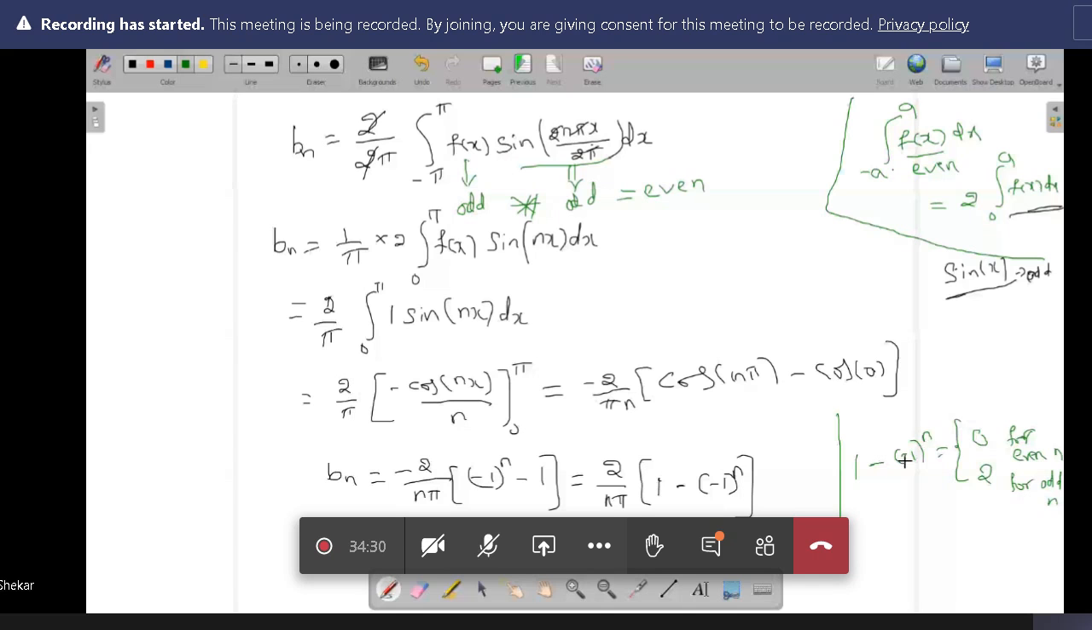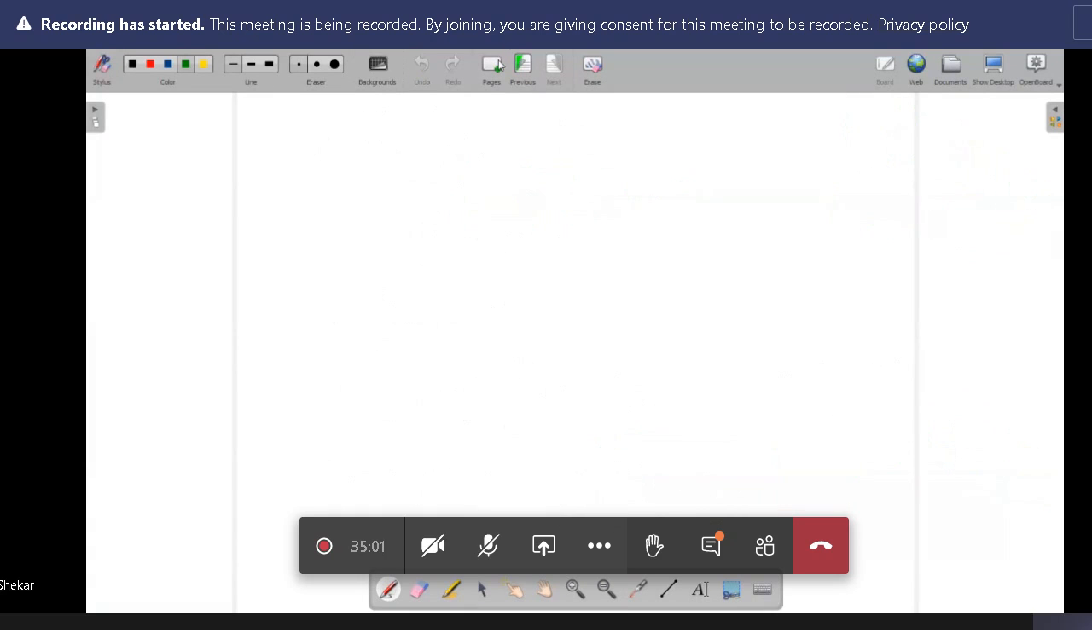When n equals 1, we get minus 1, minus into minus plus 1, so the total is 2. When n is even, for example 2, minus 1 squared is plus 1, so 1 minus 1 is 0. So this is also another result. Right now we get Bn is 2 by n pi into 1 minus (-1) power n. So now substitute this in equation 1.